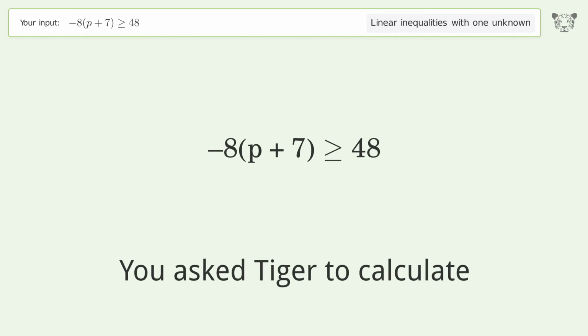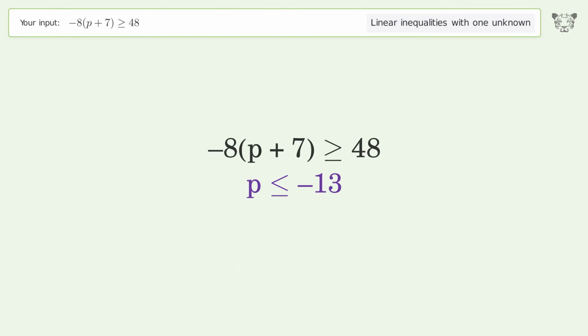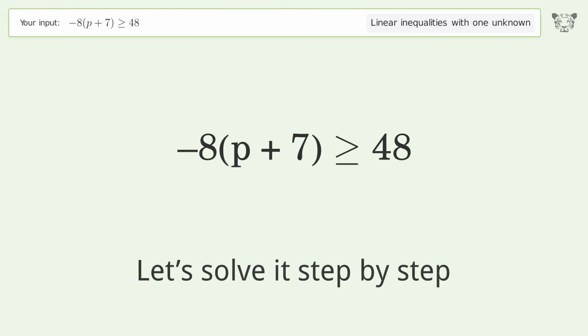You ask Tiger to calculate. This deals with linear inequalities with one unknown. The final result is p equal or smaller than -13. Let's solve it step by step.